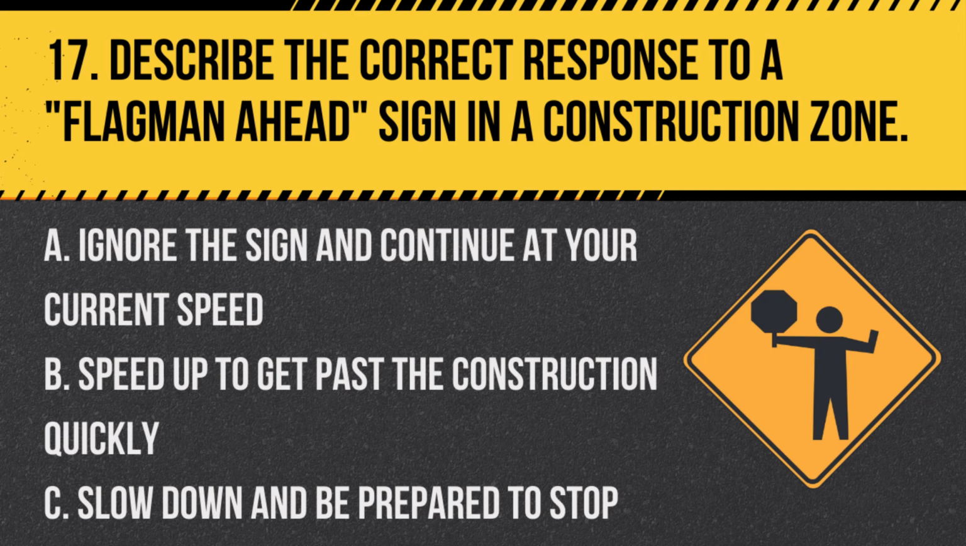Question 17. Describe the correct response to a flagman ahead sign in a construction zone. A. Ignore the sign and continue at your current speed. B. Speed up to get past the construction quickly. C. Slow down and be prepared to stop. Answer. C. Slow down and be prepared to stop. When you see a flagman ahead sign in a construction zone, you should slow down and be prepared to stop.